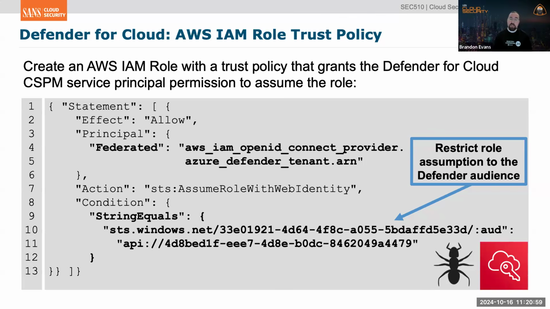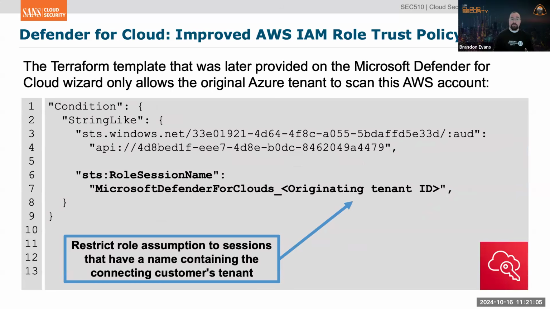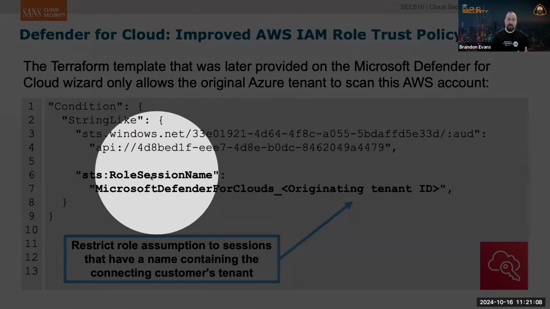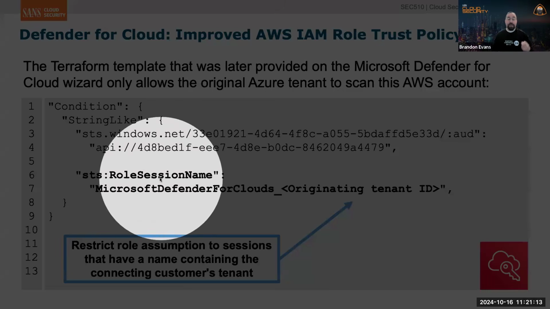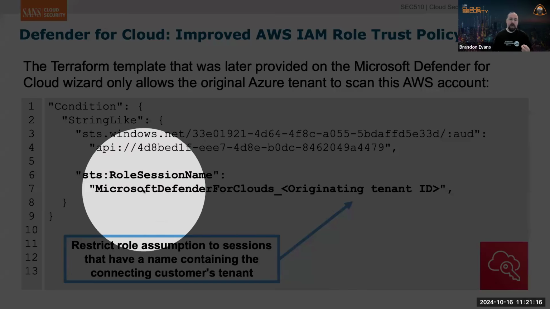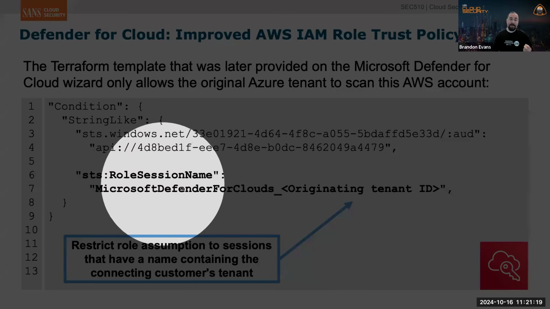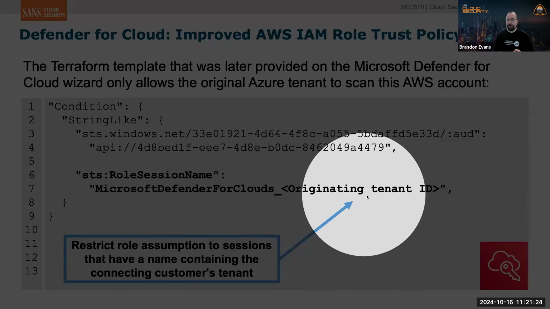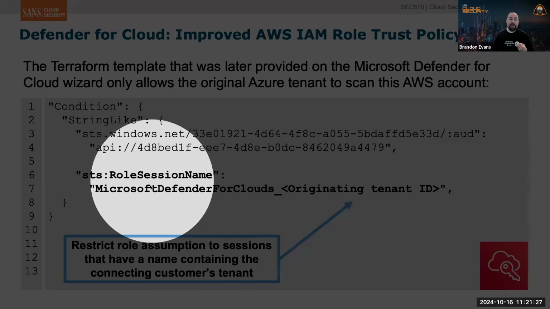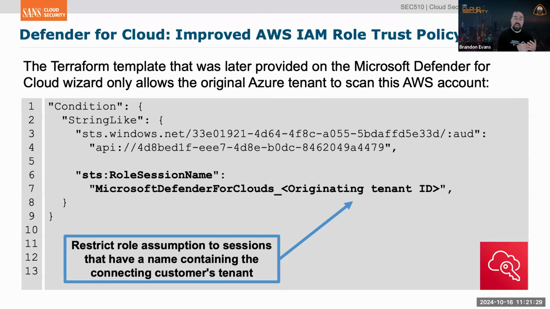So what Microsoft Defender for Cloud added to their Terraform template that was published to their user interface was this role session name check. So whenever Alice's tenant is used to scan Alice's AWS account, the role session name will be called Microsoft Defender for Clouds _ and then the identifier for Alice's tenant. So now we can say that we are only going to trust scans that are initiated by Alice's tenant. We are not going to allow for scans that are originating from Eve's tenant.